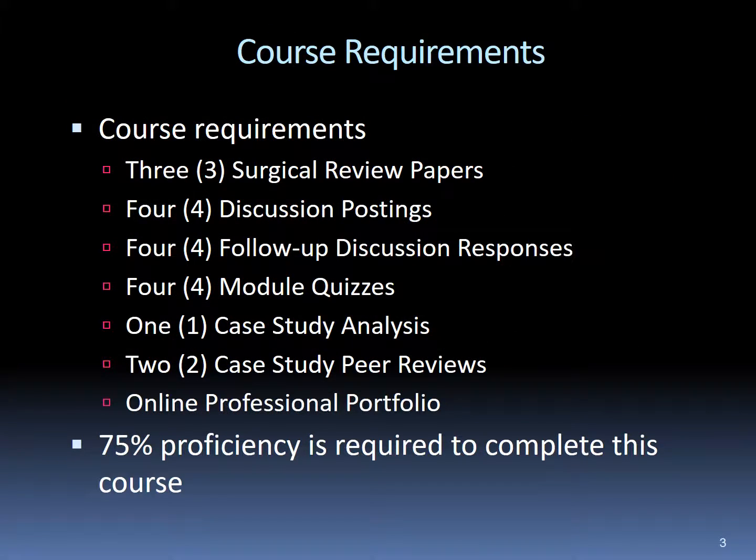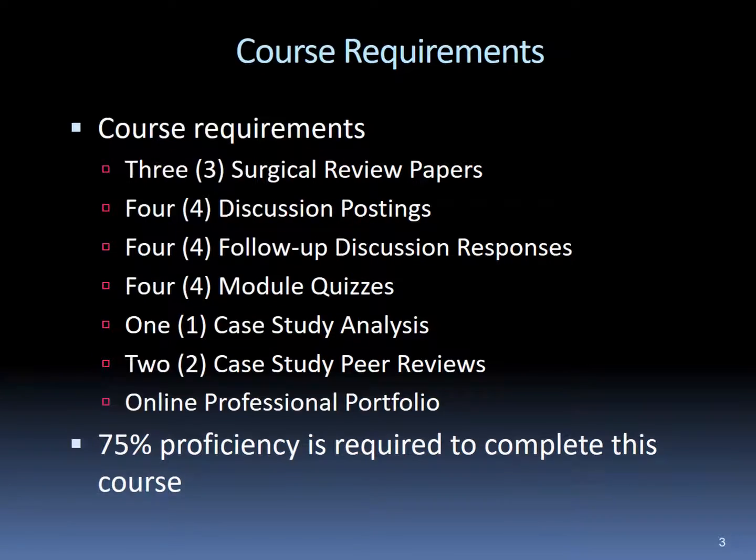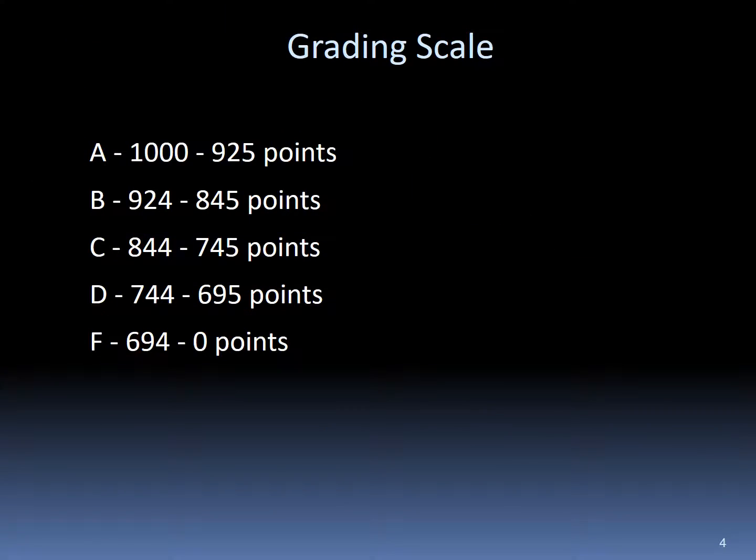The course requirements will be 3 small surgical review papers, 4 discussion postings and follow-up responses, 4 module quizzes, 1 case study analysis, 2 case study peer reviews, and your online portfolio. You will need to complete all of these assignments with a 75% proficiency to complete this course. The grading scale is as follows. You will note that there is a half a point curve already added to this grading scale. There will be no other curves added to grading in this course.